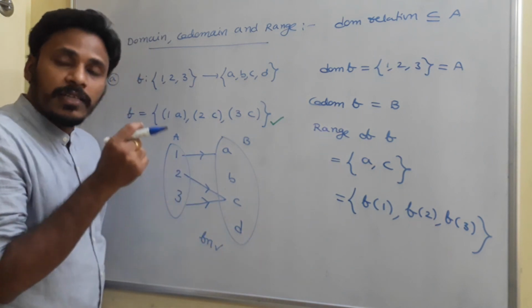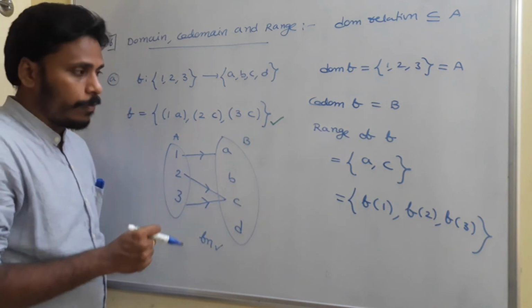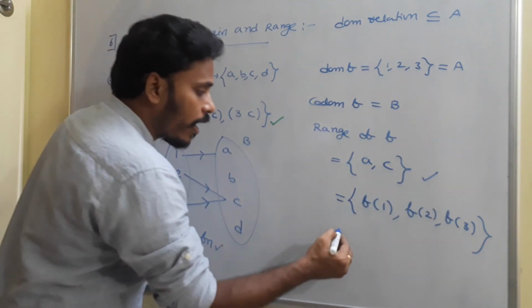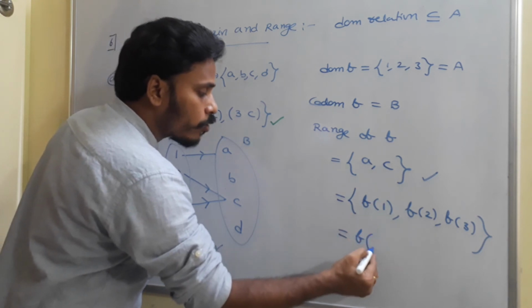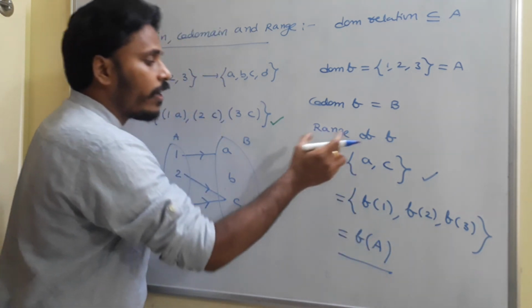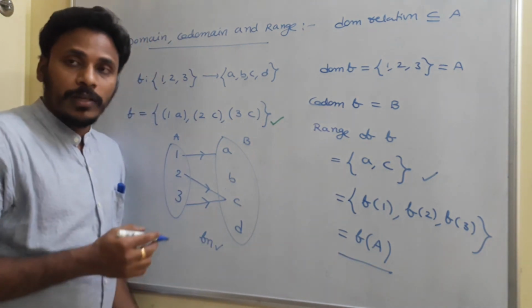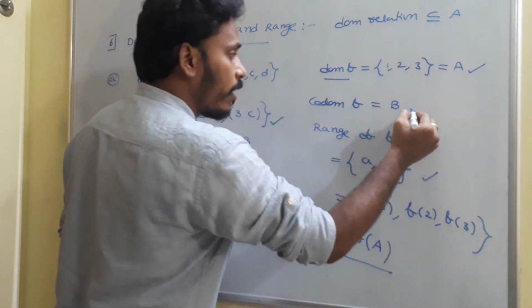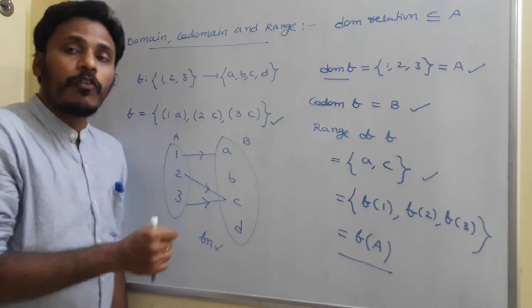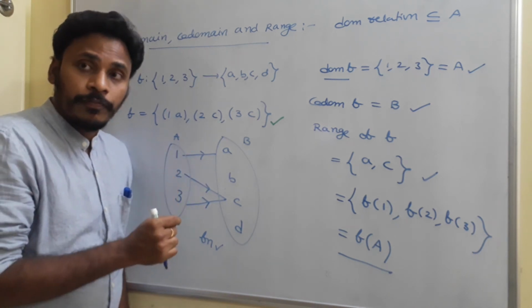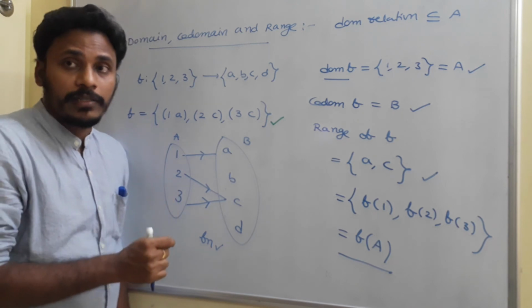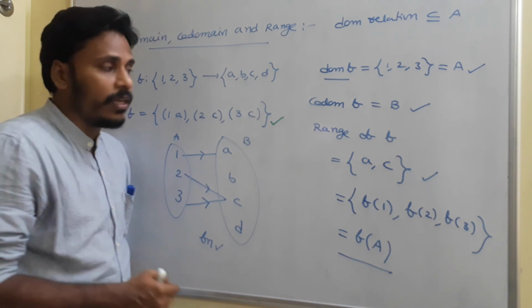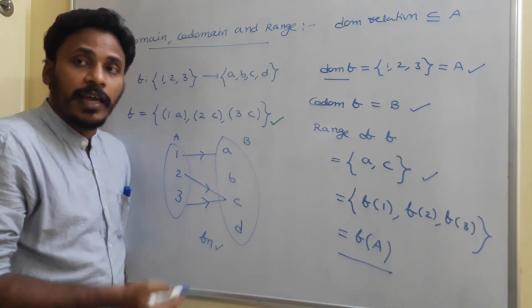Range of f is a set containing the second elements of the ordered pairs, and in another way this is denoted like this: f of 1, f of 2, f of 3. These are f of the elements of the first set, and that's why the range of f is denoted by f of A. Once again, domain of f is simply the first set. Codomain of f is the second set directly. Whereas the range of f is the second elements of the ordered pairs, and you can rewrite them like this: f of 1, f of 2 and f of 3, and that's why there is a chance to represent it as f of A.